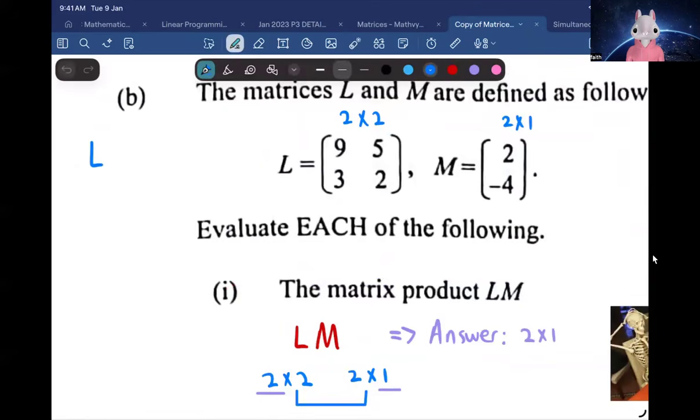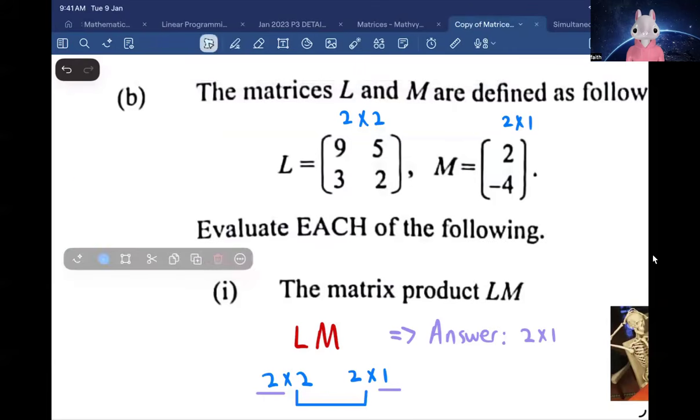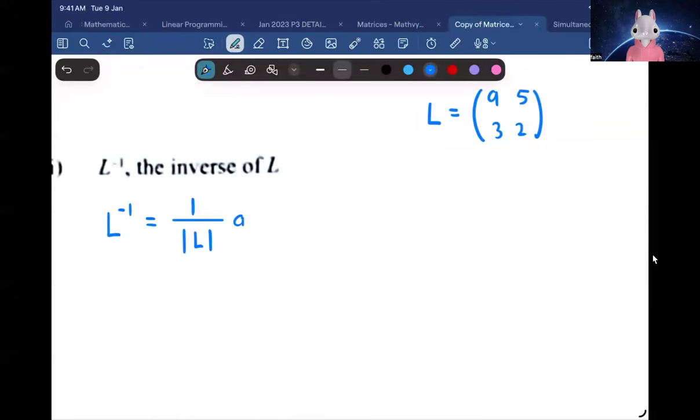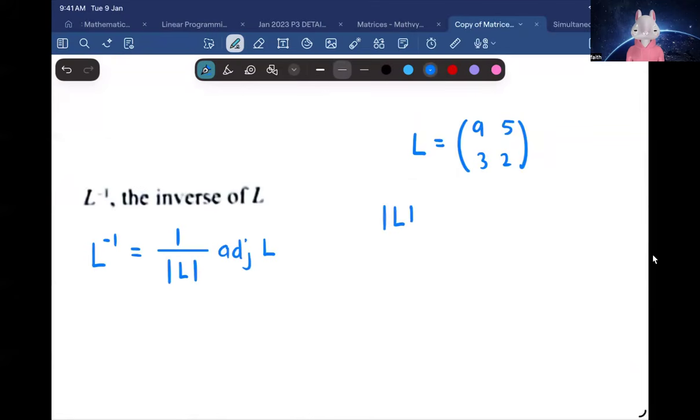You need to write the full formula. You need to show them what the adjoint is, and what the determinant is. So L is 9, 5, 3, 2. If you want to find the inverse, you need to put the formula first. The formula is 1 over the determinant multiplied by the adjoint of L. So Faith, how would I find the determinant of L? You remember how to find the determinant of any matrix?